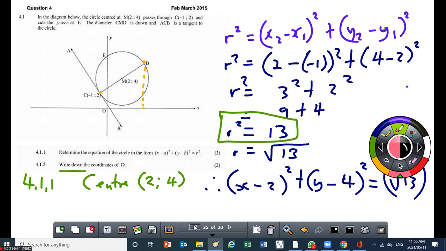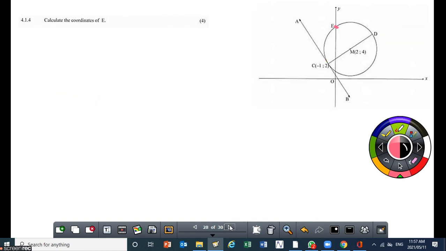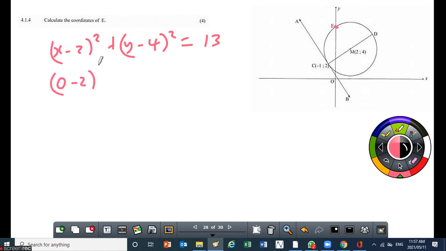So where there is x here, we're going to put 0. So it's (x minus 2) squared plus (y minus 4) squared is equal to 13. I'm putting 13 here because I now need to calculate the value for y. So the x there, you put 0. You have to show your working out of the substitution here, or sometimes they give a mark for it.